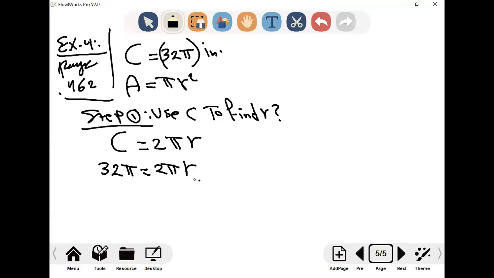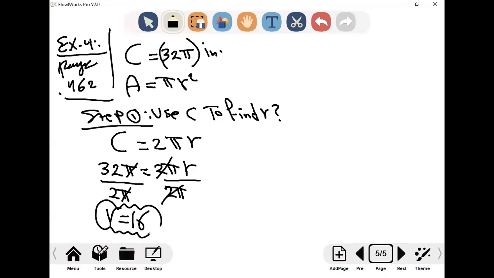I want R. I will divide both sides by the coefficient of R, right? What's the coefficient of R? 2 pi. So divide both sides by 2 pi. Now 2 pi with 2 pi cancel out, and I'm left with R equal. Pi with pi cancel. 32 divided by 2. So I have the radius.